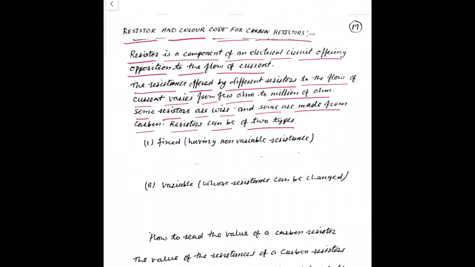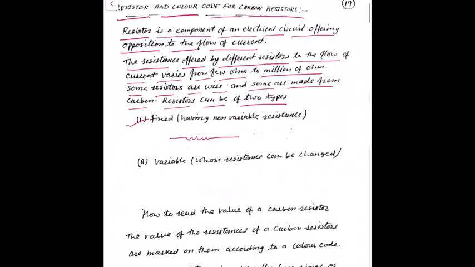Resistors can be of two types. First, fixed, or having non-variable resistance. The symbol of a fixed resistor is shown. And second, variable, or those whose resistance can be changed. The symbol of a variable resistance is shown.